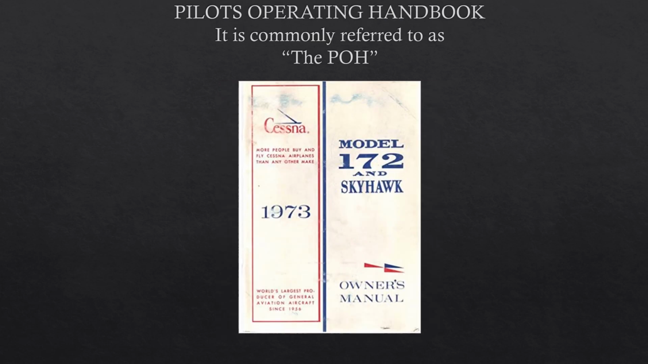The POH, or Pilot's Operating Handbook. Everybody calls it the POH. Just know when they say POH, they're referring to the Pilot's Operating Handbook. This is like the instruction manual for your airplane. It talks about all your V speeds. It tells you your service limit. It covers your weight and balance. It covers your takeoff distances. Everything that you need to know to operate your airplane, specifically to that airplane, is covered in the POH.